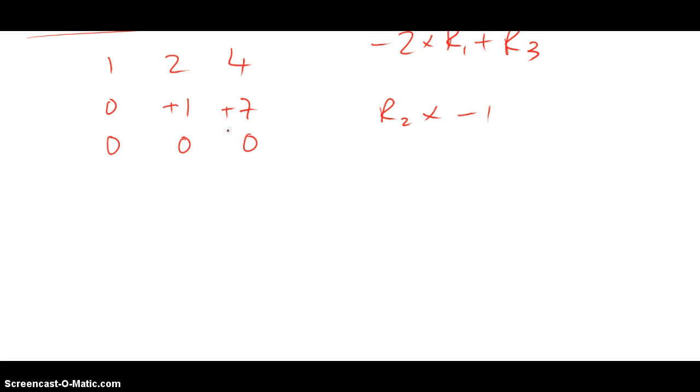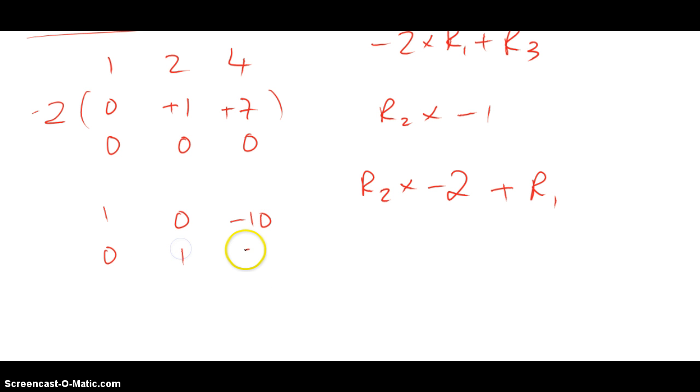And then the only last thing we could do is we could do this row times negative 2 and add it to row 1. So row 2 times negative 2 plus row 1. So that's going to give us 1, 0, negative 14, negative 10, and then we're going to have 0, 1, 7, 0, 0, 0. So that's as good as it gets.